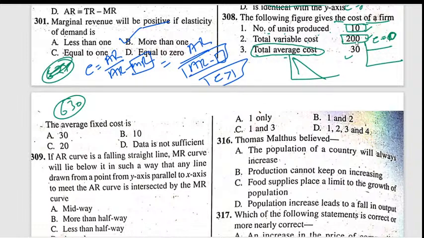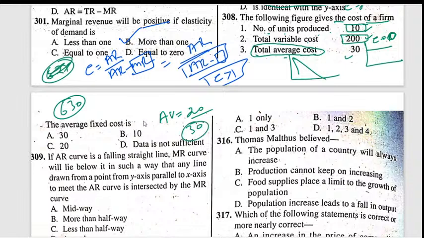So if you go with this, then the average variable cost will be 20, because 200 divided by 10, but including fixed cost, the average cost is coming to 30.